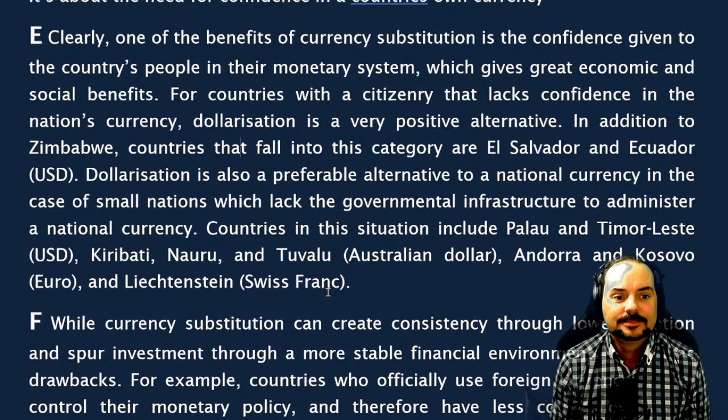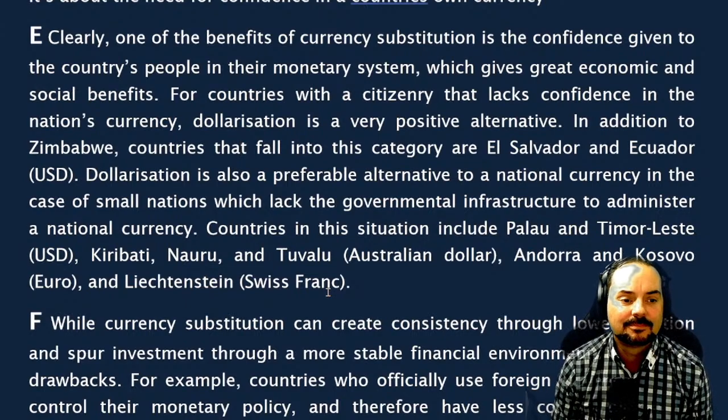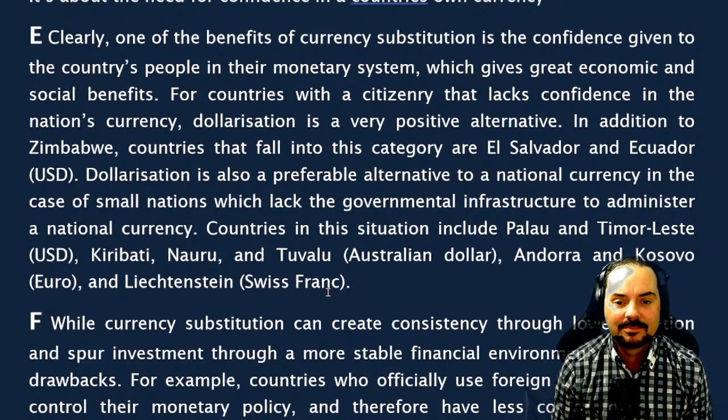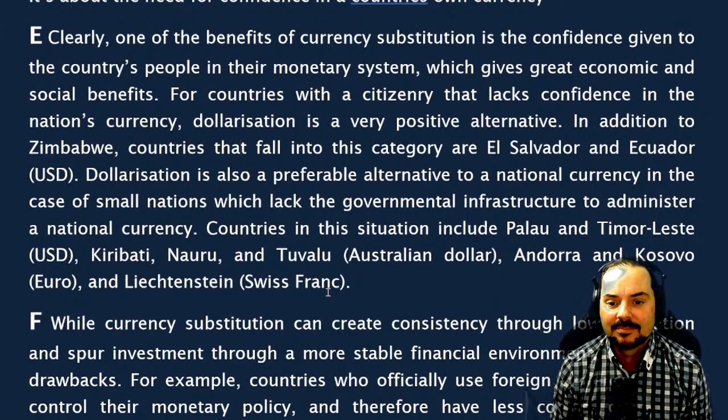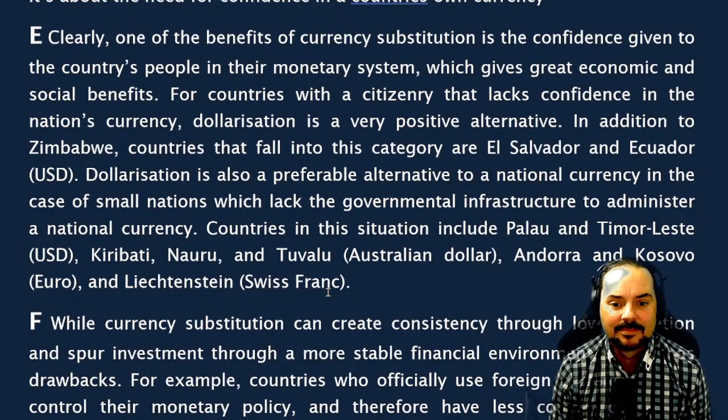Yeah. Clearly, one of the benefits of currency substitution is the confidence given to the country's people in their monetary system, which gives great economic and social benefits. For countries with a citizenry that lacks confidence in the nation's currency, dollarization is a very positive alternative. In addition to Zimbabwe, countries that fall into this category are El Salvador and Ecuador, USD.